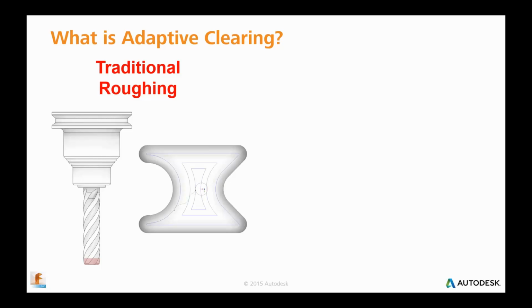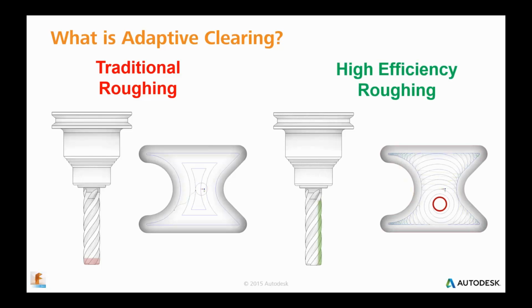machine components. So adaptive clearing uses a high efficiency roughing where we use the complete tool, and the maths behind this process means that the tool has constant engagement and constant load. So rather than getting spikes associated with changes in corners and transitions, this is minimized using the adaptive clearing technology.